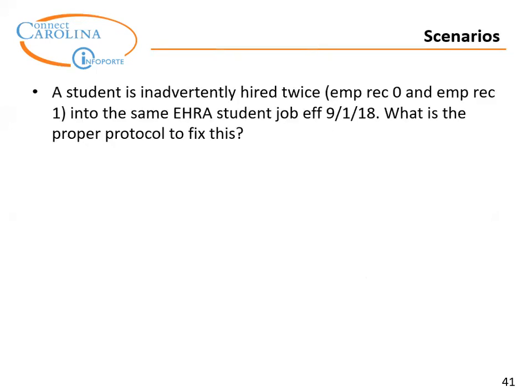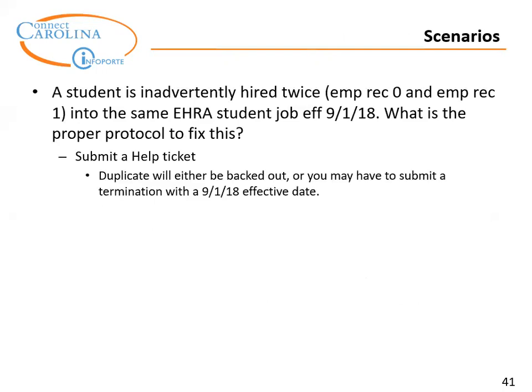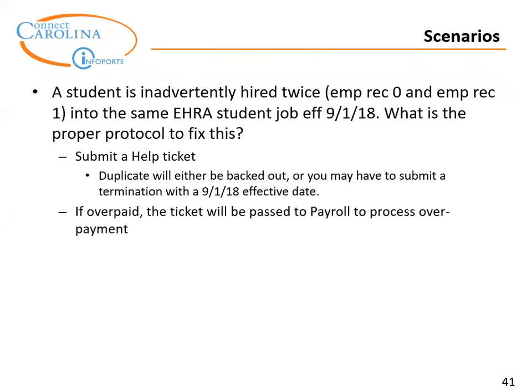Some other scenarios, a student is inadvertently hired twice. Another thing, like Harvey said, never happens here, right? Into the same student job. What's the proper protocol? A help ticket, right? That's always should be your first response when you got a problem. The duplicate might be able to be backed out if it had written onto a EMPL record where there was something there before, and then you could fix that. If it wrote to a brand new EMPL record, then we can't back those out. You have to put in a termination, same effective day to write on top of that.